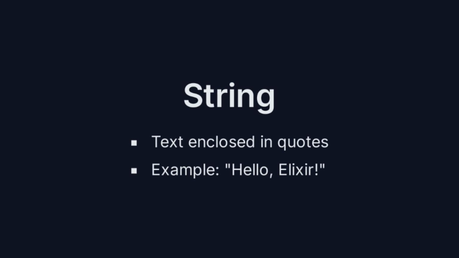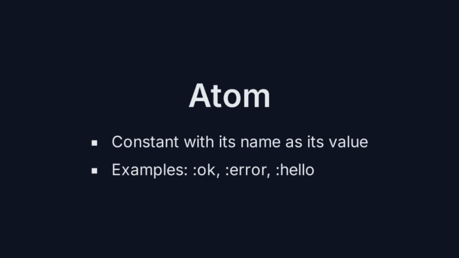The final data type we cover is the atom. An atom represents a constant whose name is its own value, for example, :ok, :error, or :hello. Atoms are used to represent static values and are often employed as keys in maps. If you declare the same atom multiple times, it will always refer to the same memory location.